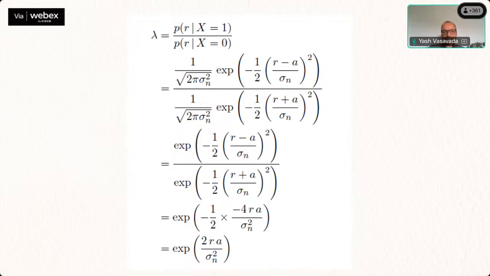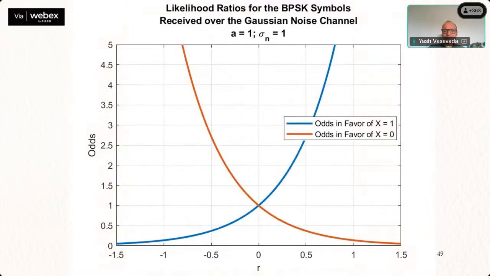Now, what mathematicians said is that this is still not clear enough. By the way, I'm plotting that likelihood ratio here. And you can see that when R is greater than 0, the likelihood ratio becomes positive in favor of x equal to 1. And so we say x equal to 1 is transmitted. When R is negative, the red colored line becomes stronger than the blue colored line. And so we say x equal to 0 is transmitted.